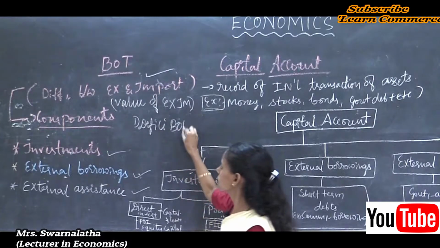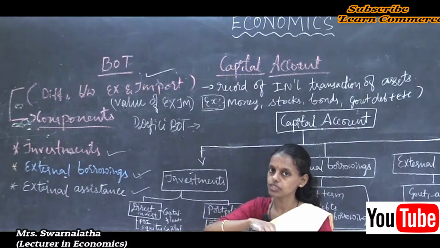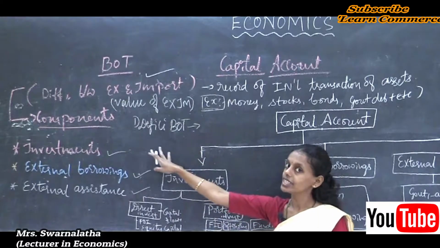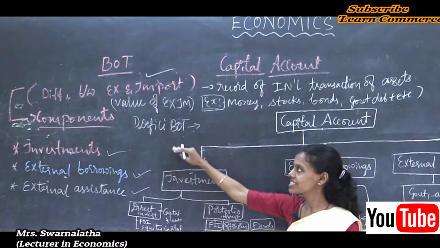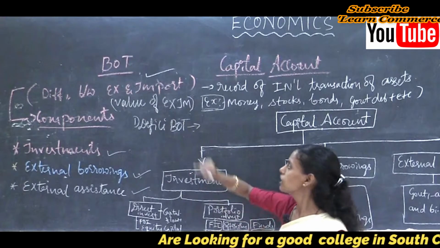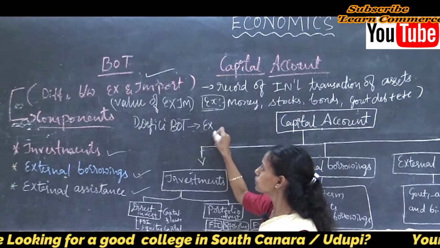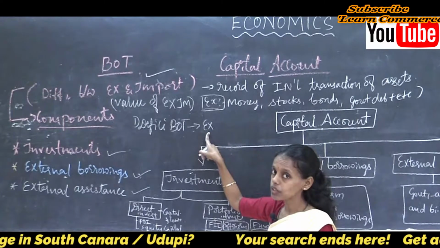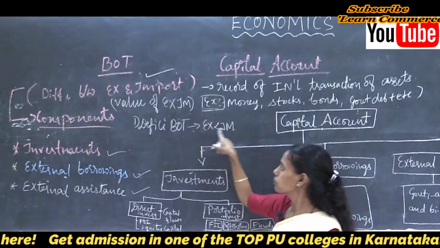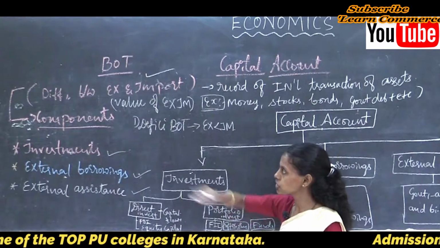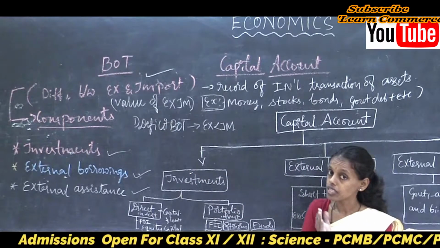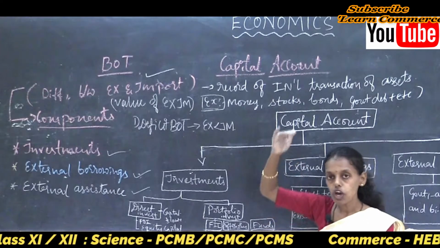Deficit balance of trade is similar to what we discussed in the previous chapter relating to deficit budget, surplus budget and balanced budget. The concept is a little different here. Deficit balance of trade of a country is when the value of exports is less than the value of imports. Export is less than import, or import is more than export. It shows a deficit. Our receipts are very low and our payments are more.